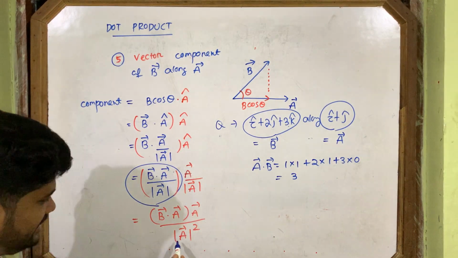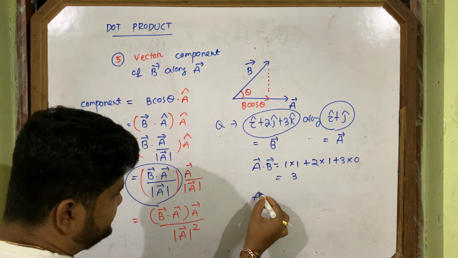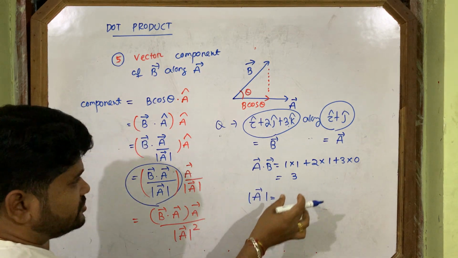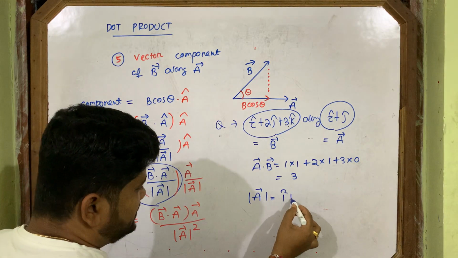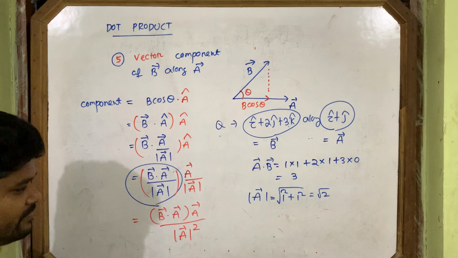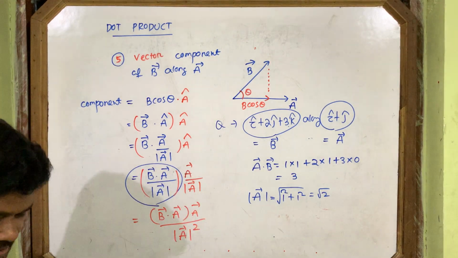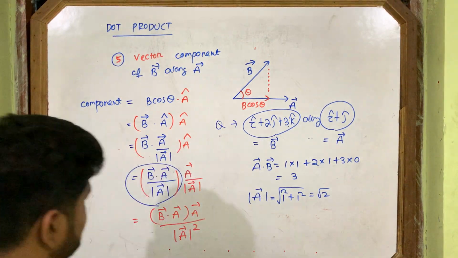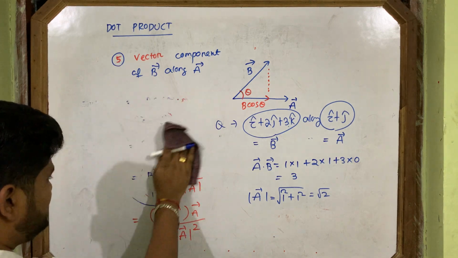Then find A vector mod. A vector mod is how much? Mod is root of 1 square plus 1 square, it's coming root 2. So now use this formula to find the answer.